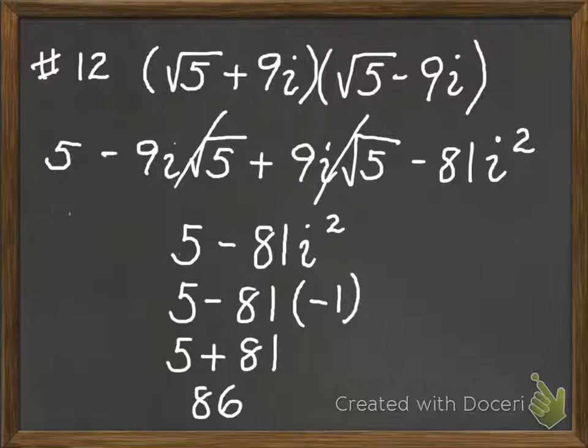Now you know from before that i squared is negative 1. So we replace the i squared with negative 1, and we have 5 minus 81 times minus 1. Well, minus 81 times minus 1, a negative times a negative, is positive 81. 5 plus 81 is 86.